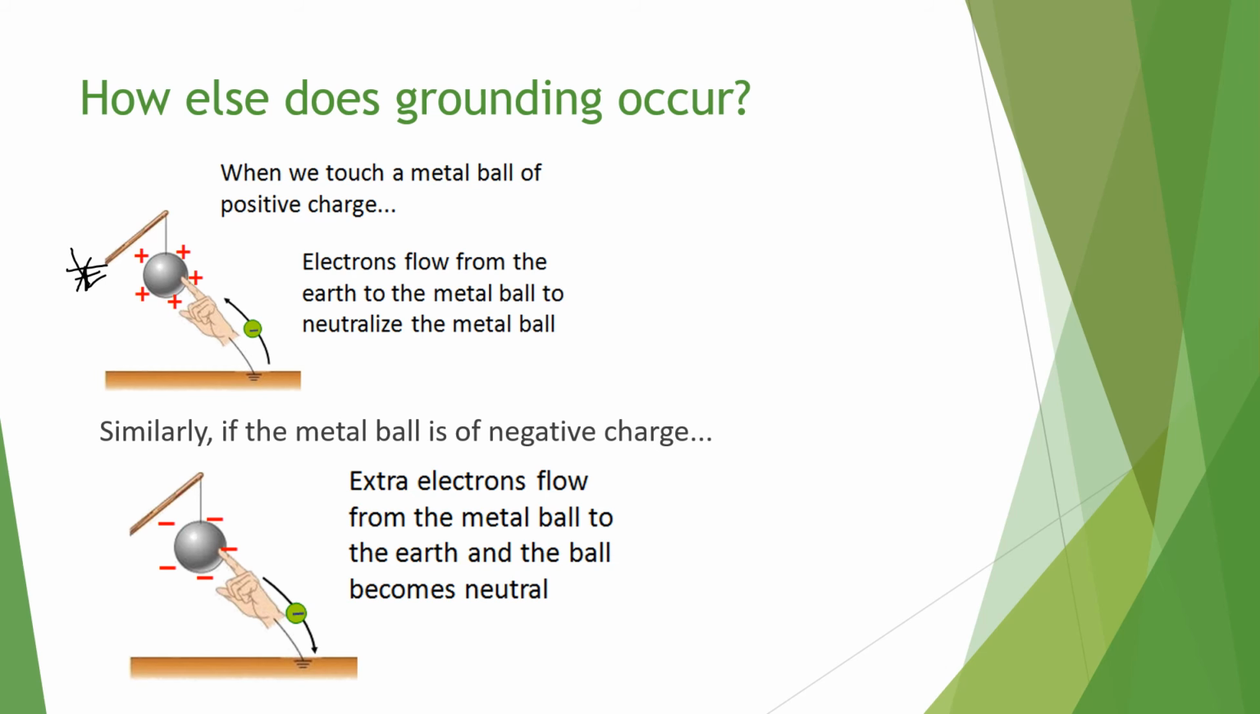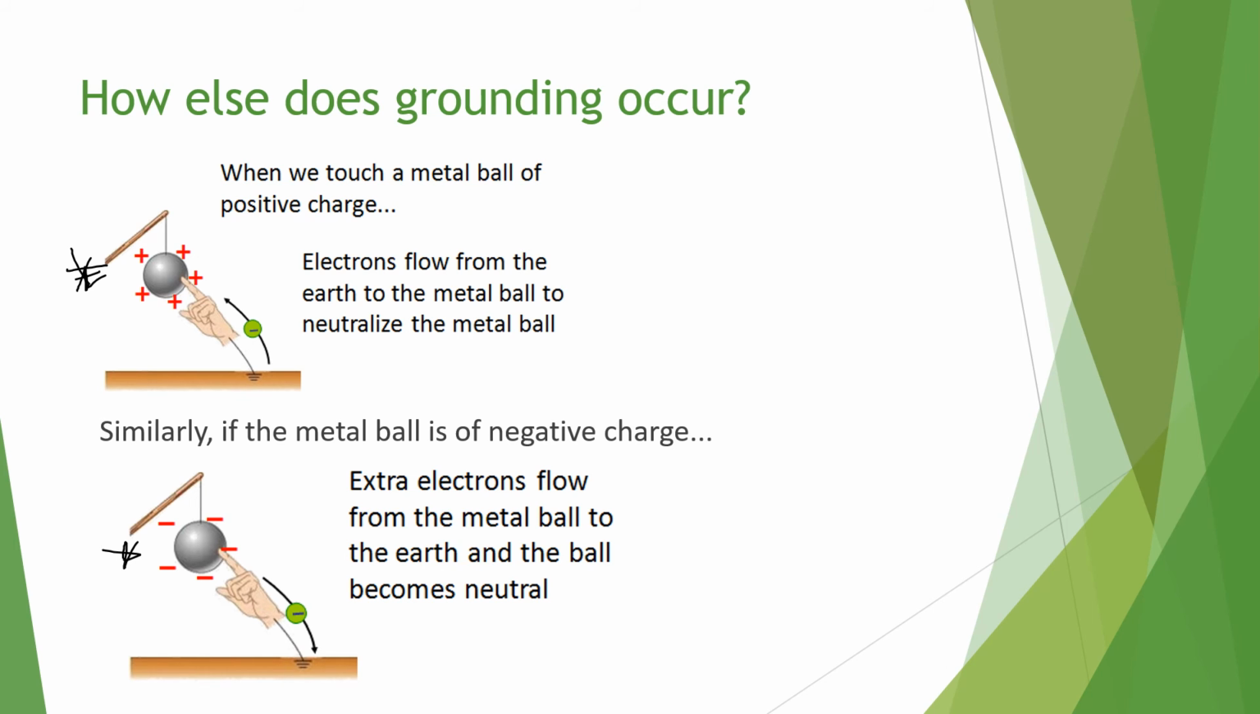If this metal ball is connected to the earth through a grounding wire or through a person, if you go and touch this ball, the electrons are going to travel from the ground up and to the ball to balance out the charges. Okay, so this would be an example that electrons are moving from the ground up to the ball to neutralize it. Similarly, if the metal ball is of negative charge, okay, so you'll see in this case, we have a negatively charged metal ball here now. Again, we want to even out the charges.